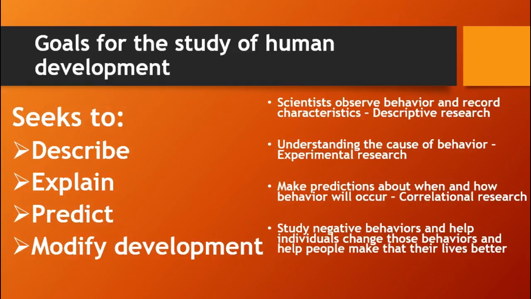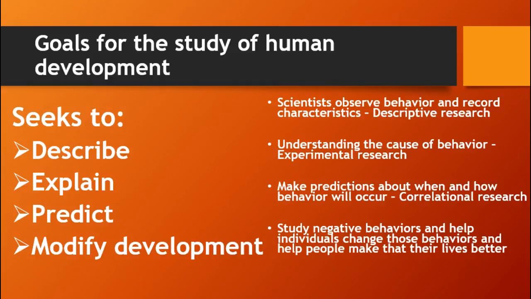Then, predicting. Scientists can make predictions about when and how behavior will occur once they are able to describe and explain it. And we do this through what is called correlational research. And correlational research is where we look to see if there is a relationship between one variable and another variable to understand some phenomenon. Then the third goal for studying human development is to modify it.